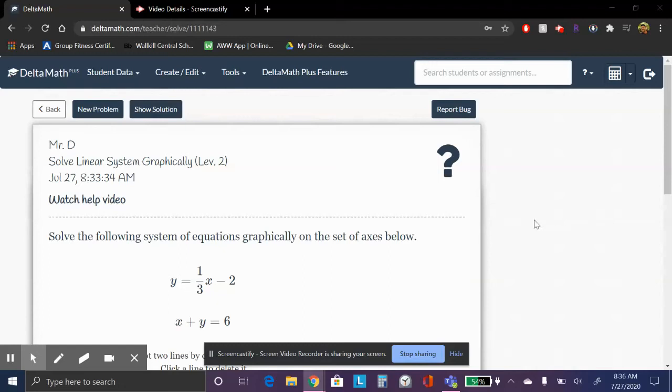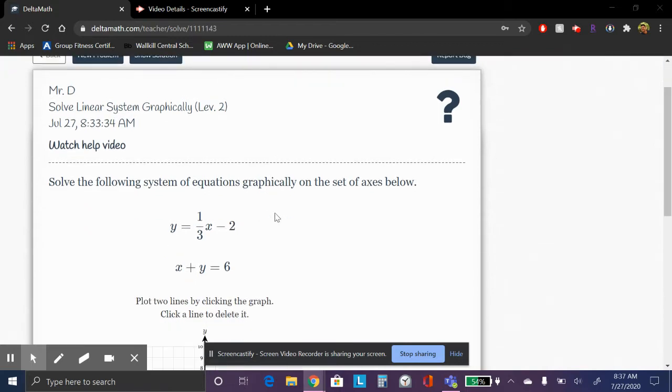In today's video, we're going to be solving linear systems graphically at a little bit more advanced level than we did in the last class. Now, remember, a system of equations is two or more equations. What we're going to try and do is see where they intersect on the graph, and that coordinate where they intersect is going to be my solution.